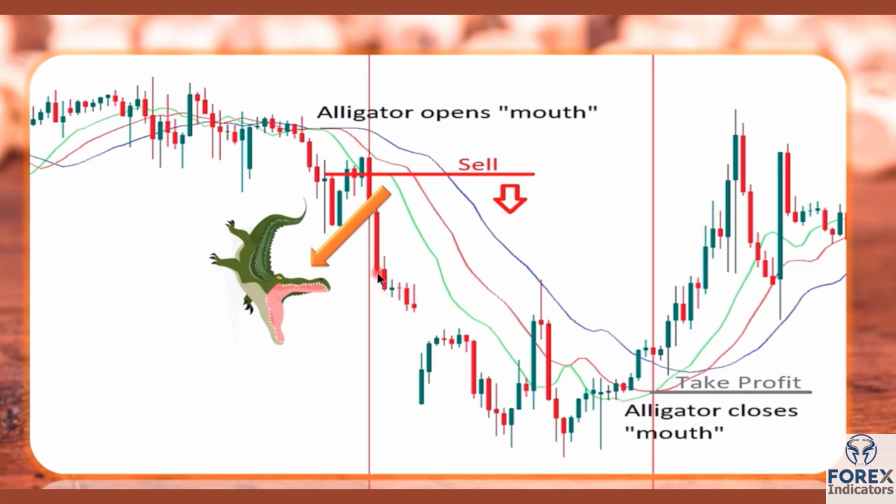When it wakes up from a long sleep, it opens its mouth and gets ready to take a big bite of the market. It's time to trade. The alligator will chase the price far away and offer a decent profit to a trader. Having eaten enough, the alligator goes back to sleep. So it's time to take profit.